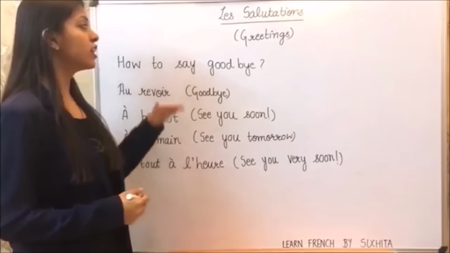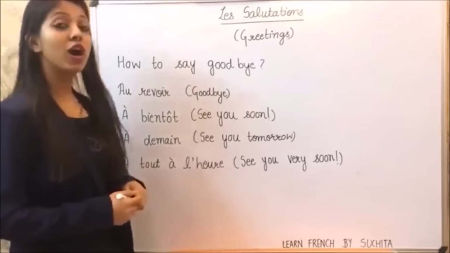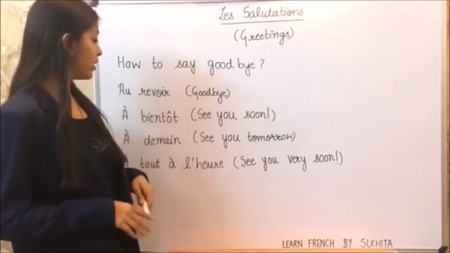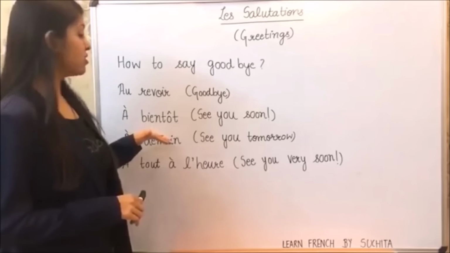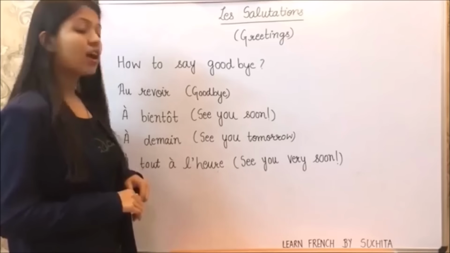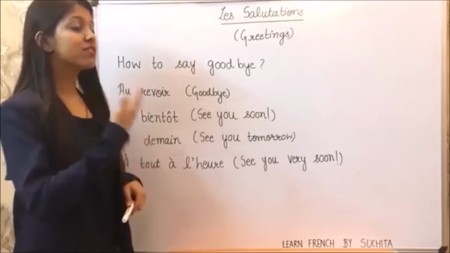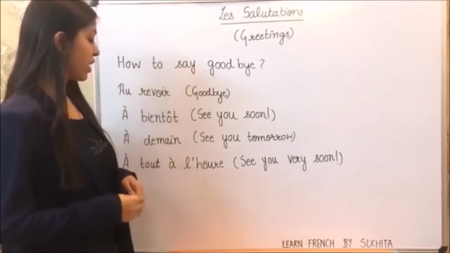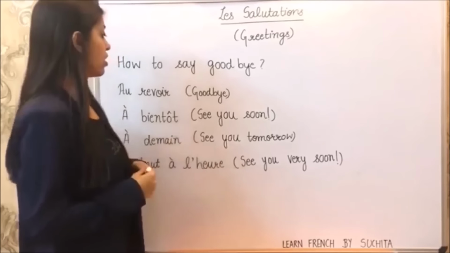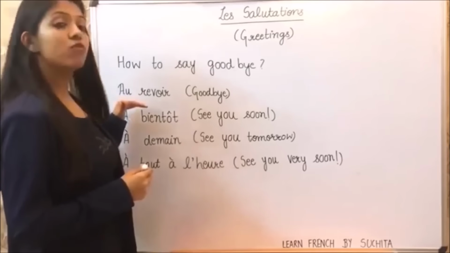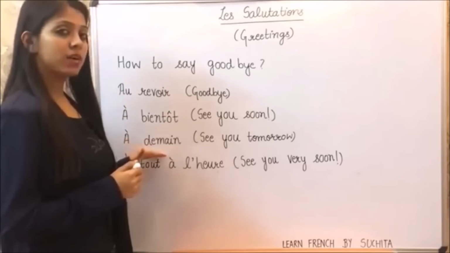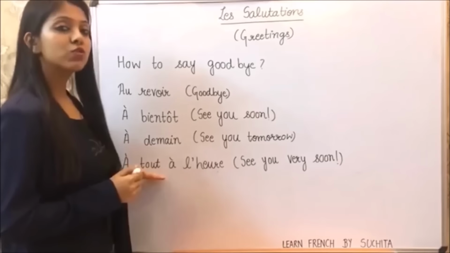Now we'll learn how to say goodbye. Au revoir. Next expression is au revoir, which means goodbye. The next expression is à bientôt, which means see you soon. À demain, which means see you tomorrow. And à tout à l'heure, which means see you very soon. We'll repeat. Au revoir. À bientôt. À demain. À tout à l'heure.